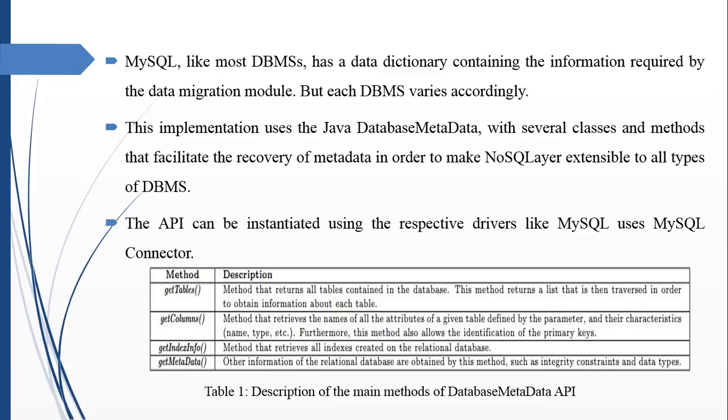The getIndexInfo method retrieves all indexes created on the relational database. The getMetadata method: other information of the relational database is obtained by this method, such as integrity constraints and data types.